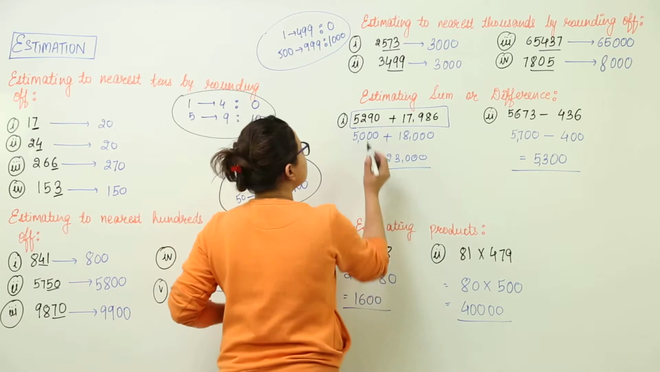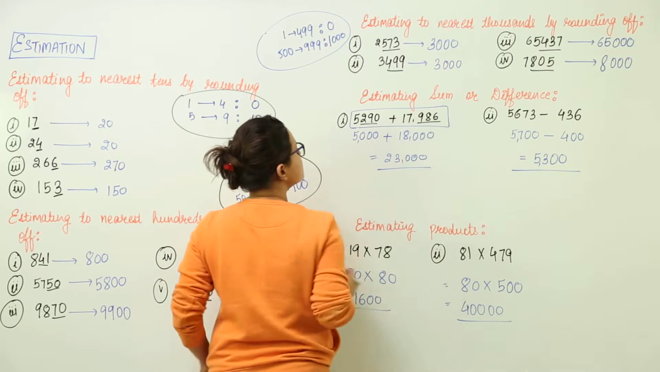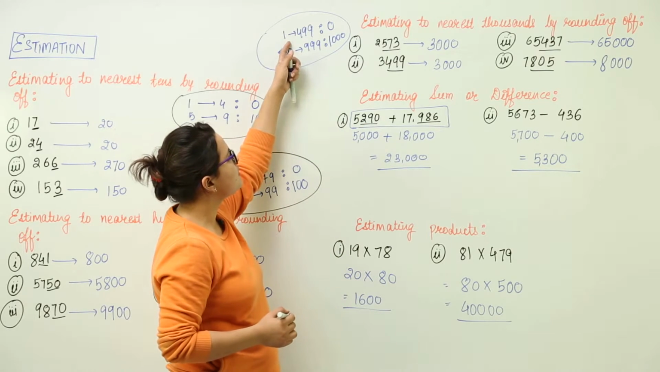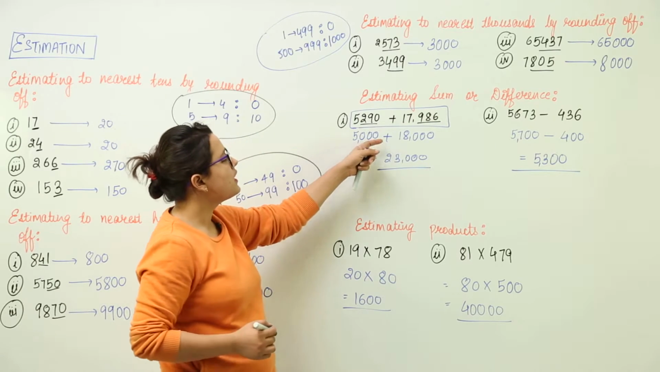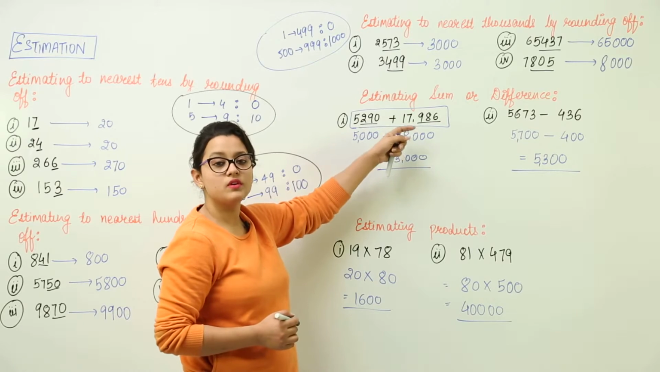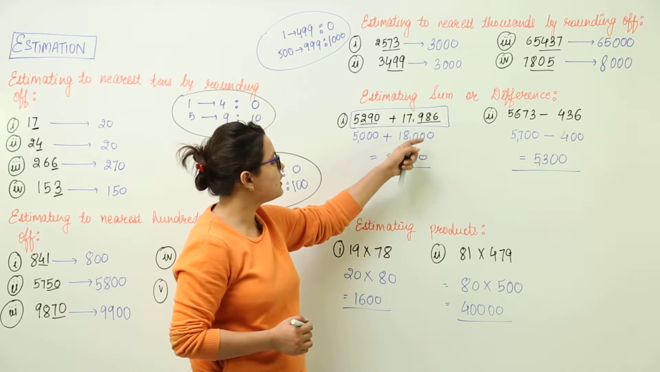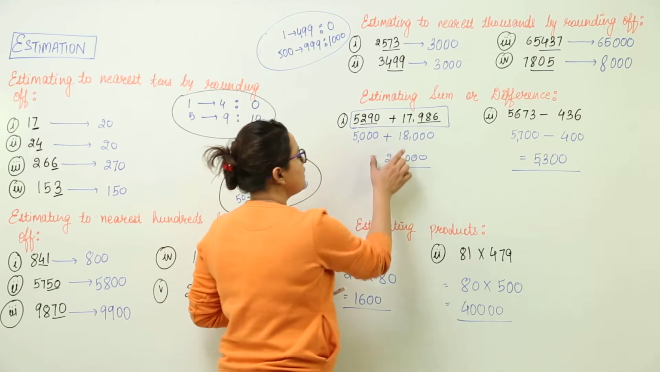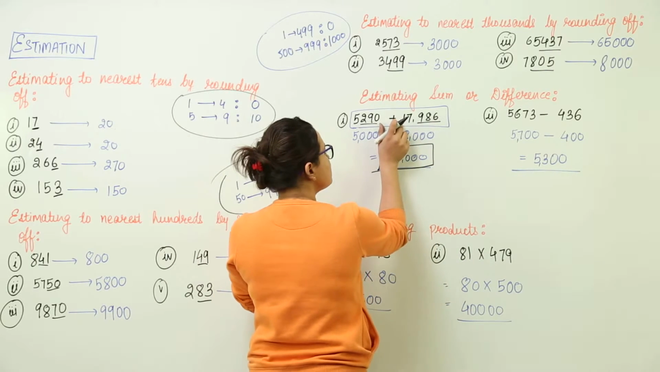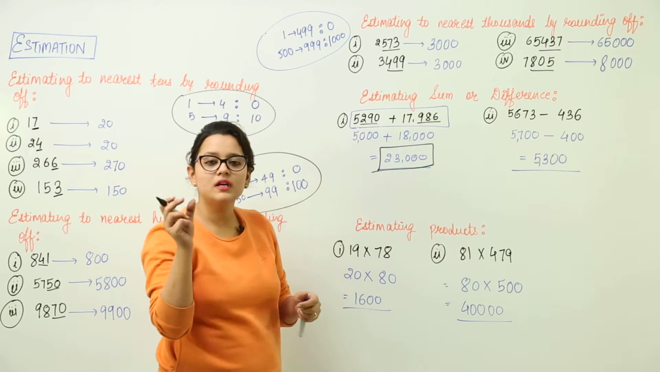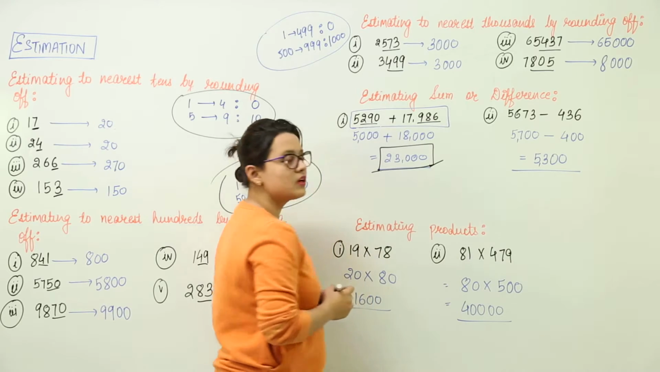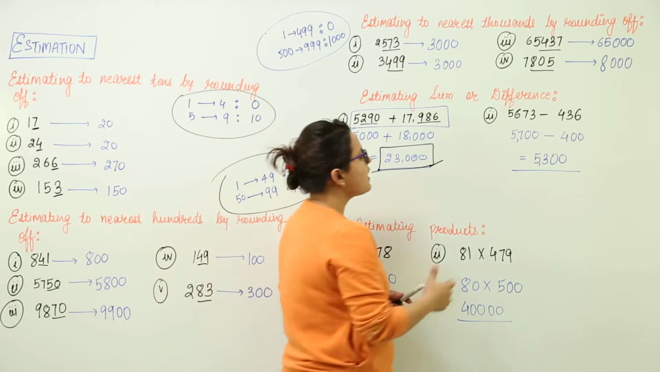You can check that we have considered the last three places, and this is 290 which is in the first range, so we have made it 000, and here we have 986, which is over here, so we rounded off to the next 1000, making it 18,000. So when you add them up, you get 23,000. That means when you do the actual addition of these two numbers, you are going to get a value which is going to be very close to 23,000.